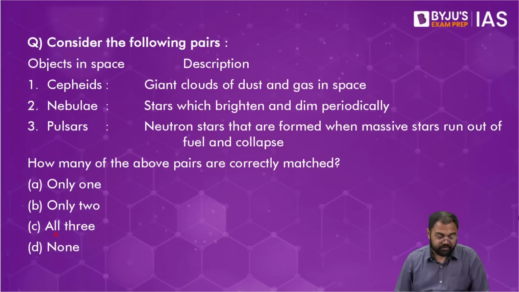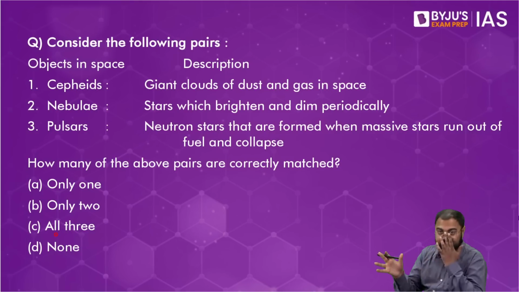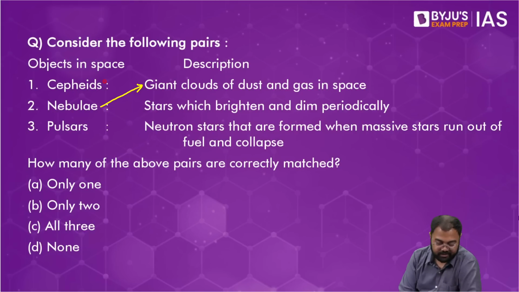Then this question: objects in space and their description. We have cepheids, nebula, and pulsars. Now, nebula we discussed that they are the origin of the stars, right? They are the region with dust and gases in space. So now if you see the first description, this matches the description of nebula. So two of them are definitely wrong, correct? They are definitely wrong.